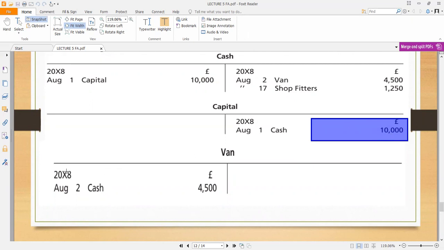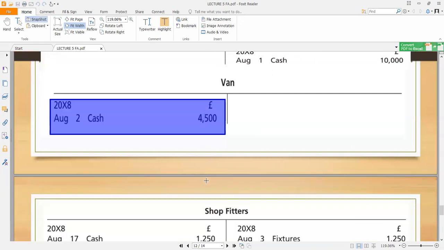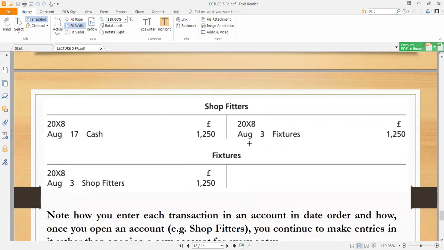Then here we bought the van, and the amount was what? The amount was debited. Here we credited, then here debited. Then shop fitters, as you can see, on the 17th we had bought in goods on credit. This is the amount that came on credit. Then these fixtures were also on there. It is balanced because we've got credit and debit there. The amount was credited and the amount was debited because it was a liability. So it was an increase in the liability.